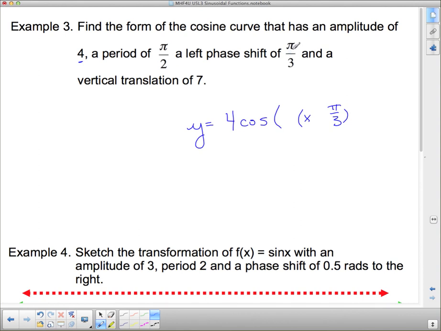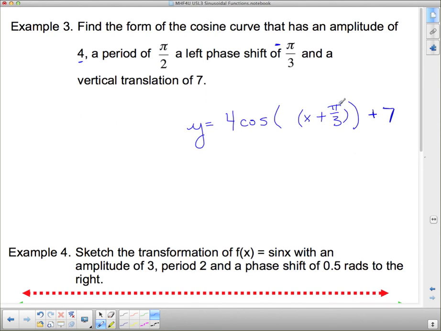However, because it had that minus, it has to appear as a plus, okay? So the phase shift is actually a negative pi by 3, so that means this has to appear as a plus pi by 3. Vertical translation of 7, that's easy enough. I put a plus 7 on the end because that's where we get our vertical translation.